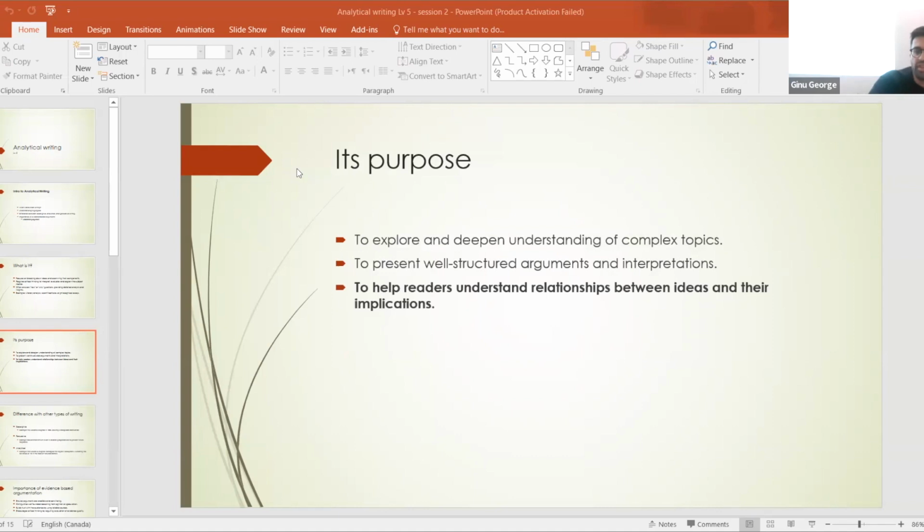A couple of things to say here. One is obviously for exploratory purposes, even to deepen complex topics, right? If something is a very abstract topic that people usually find difficult understanding, you provide an analysis of it, you break it down into simpler parts so that your reader could better understand it, right? It's a familiar idea.